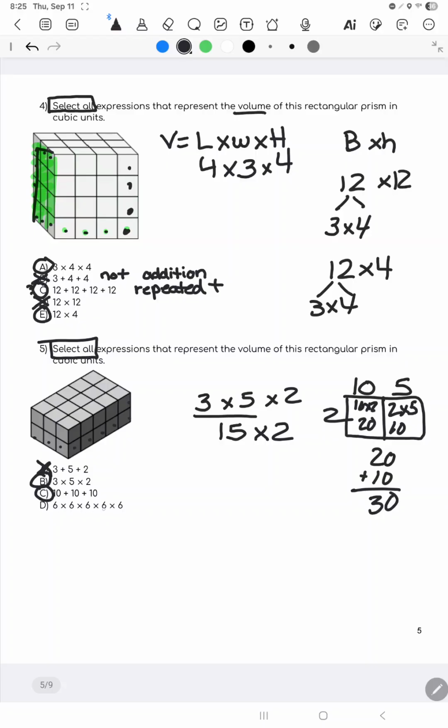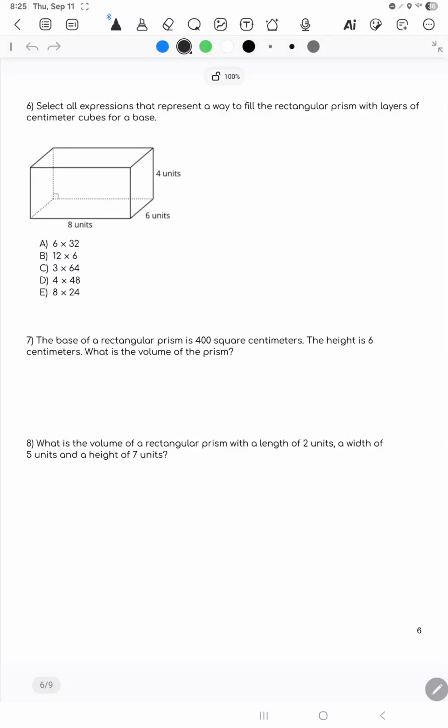6 times 6 times 6 times 6 times 6. What? That's way bigger than 30, right? They're showing us something that's really off. Adios. Feeling good about that? Let's move on.